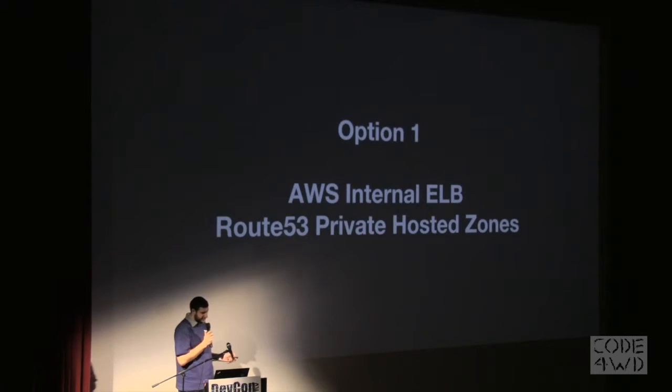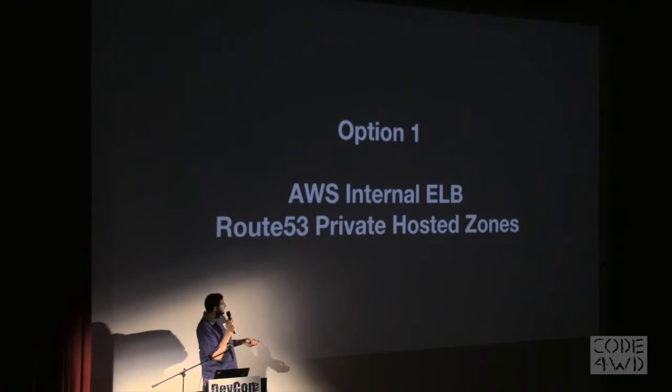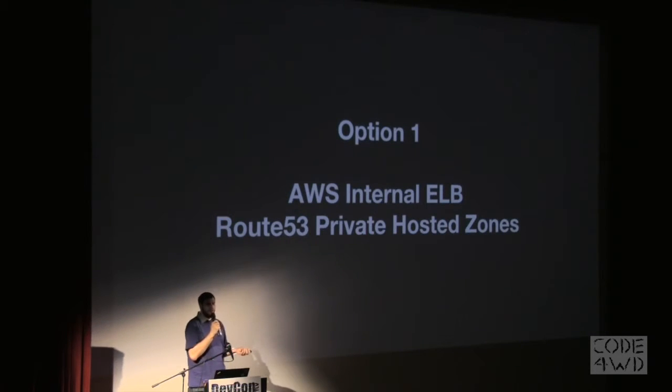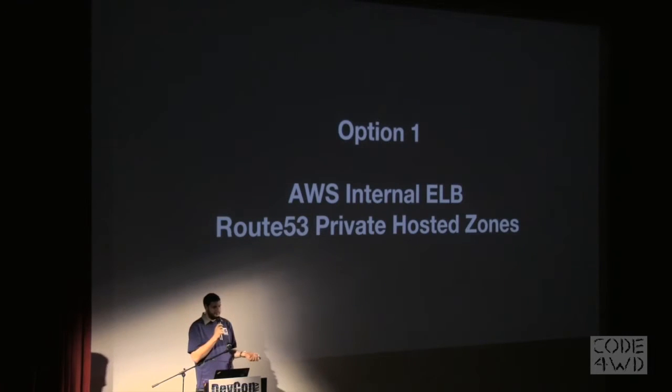So networking we spoke of, service discovery. We had two options. Option one was we could have used an Amazon internal ELB. It's basically a load balancer that's only visible inside of your network. It's not visible on the outside. And something called Route 53 private hosted zones, which is also DNS, except it's not visible to the entire internet. It's only visible inside of your Amazon account.